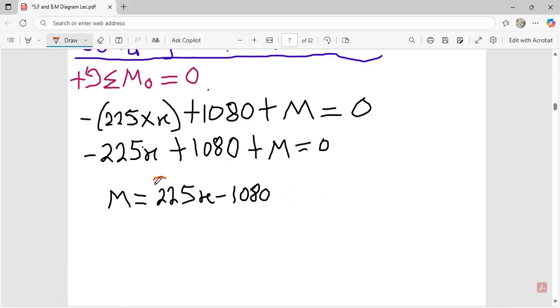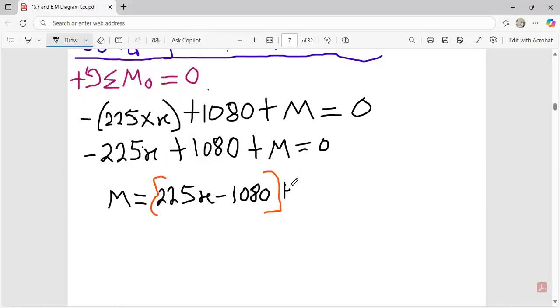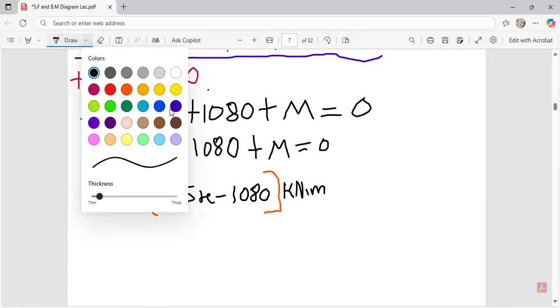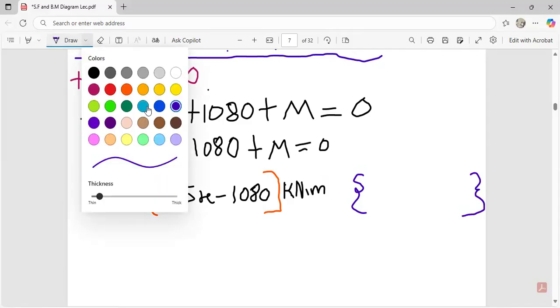Better still, because this is a moment, if you want to let the examiner know that you really know what you are about, you can just put all of this into brackets and add a unit over here. Because this is a moment, it should be kilonewton meter. Then, better still, you just have to tell the examiner that this is a linear variation to make life much more easier.